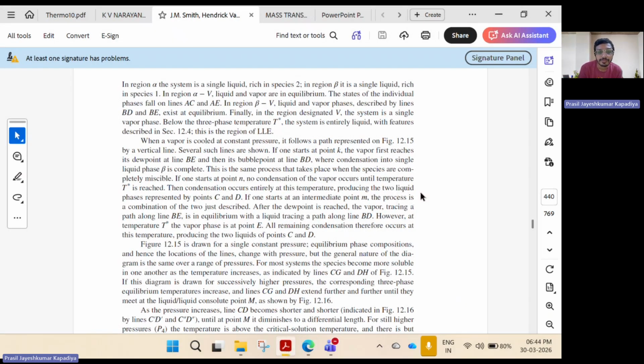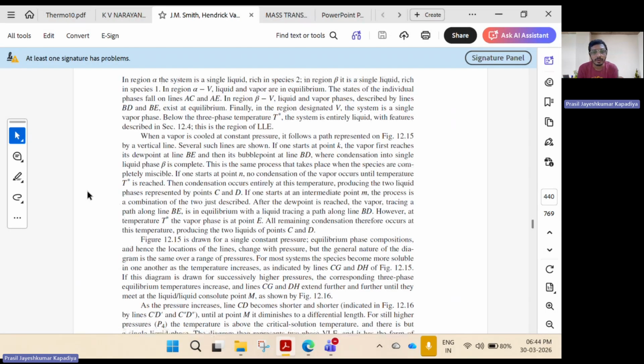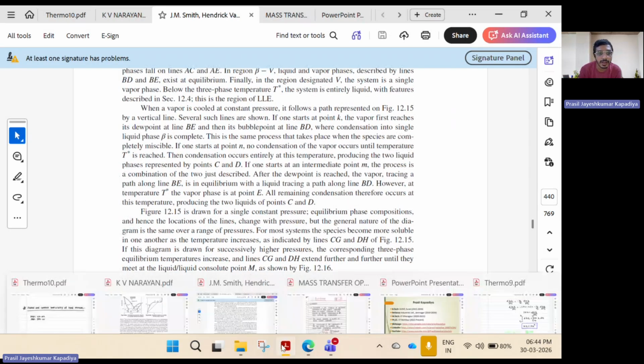Below the three-phase temperature T star, it is entirely liquid, either homogeneous or heterogeneous liquids. Okay, so this is what was written.